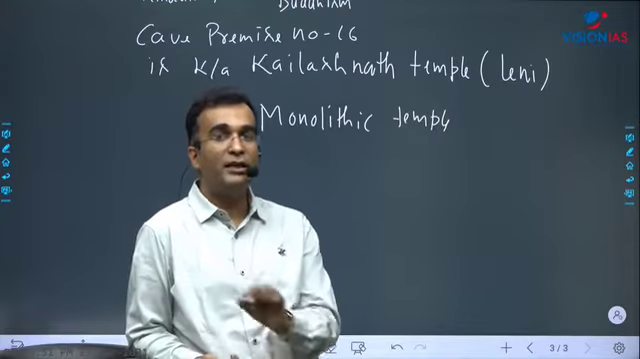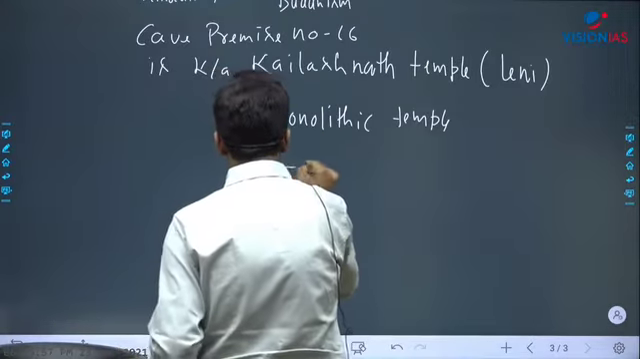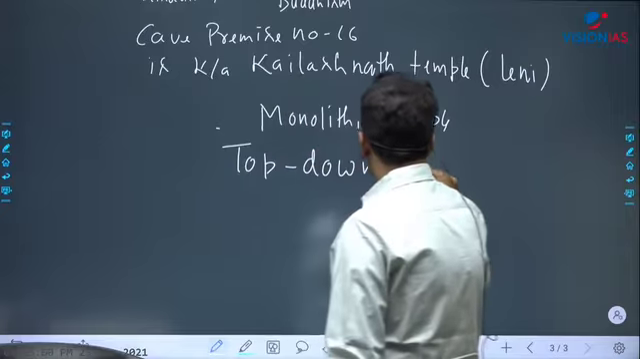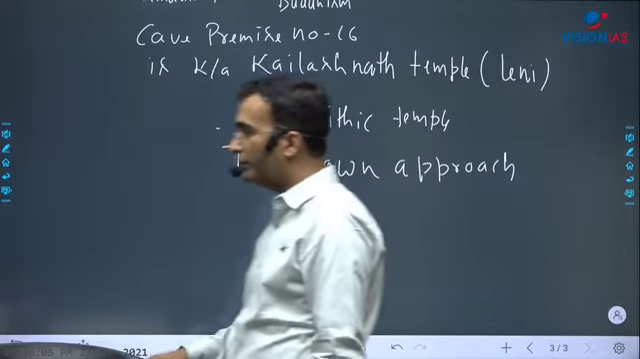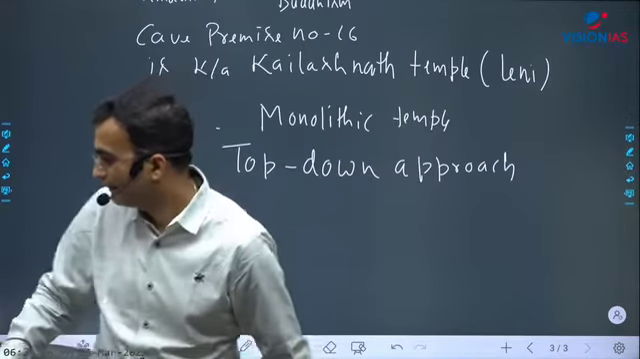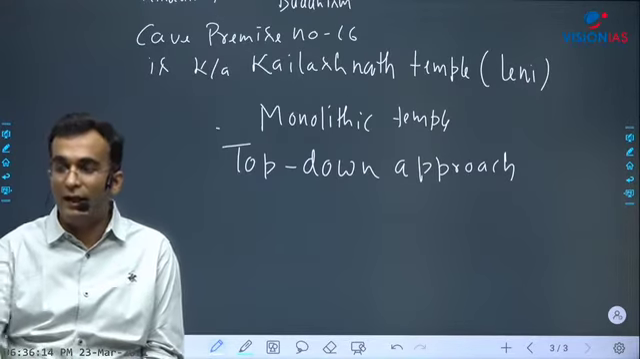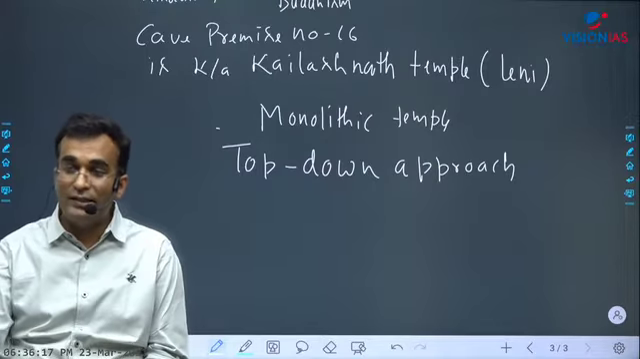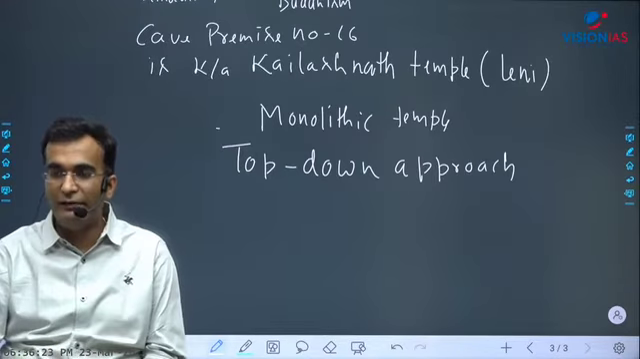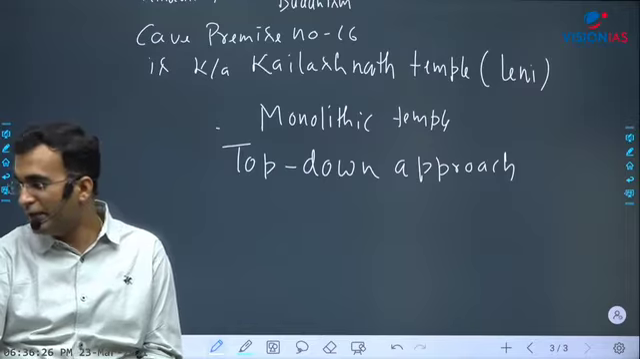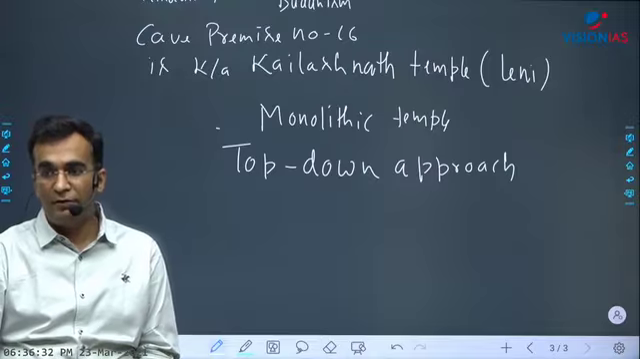So monolithic temple. Then you write, the temple was created following a top-down approach. And it was created in a very short span of time. Yes, many of them are there, okay? But not all. So it was created in a very short span of time, okay?